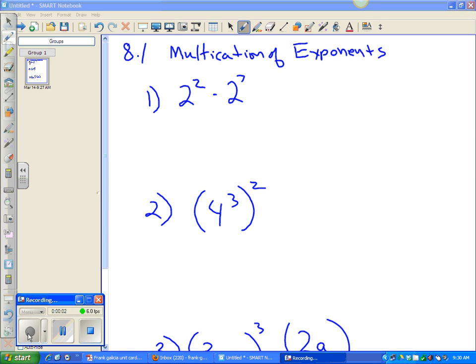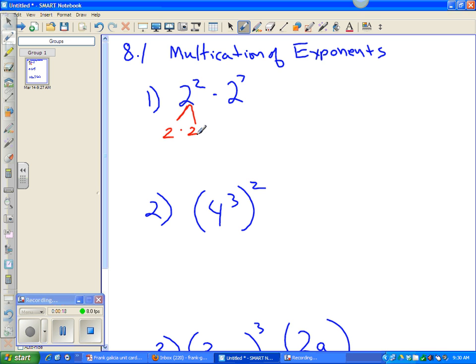Okay, today we're going to be doing 8.1, the multiplication of exponents. Let's first start with what 2 squared times 2 to the 7th power really means. It really means 2 times 2, and this one means 2 times 2 times 2 times 2, that's 1, 2, 3, 4, times 2 times 2, 1, 2, 3, 4, 5, 6, and 7. That's what these two mean.